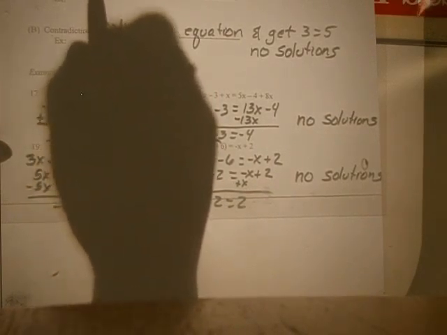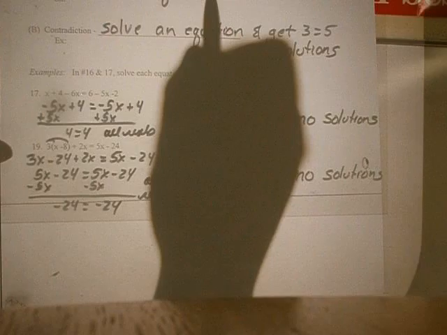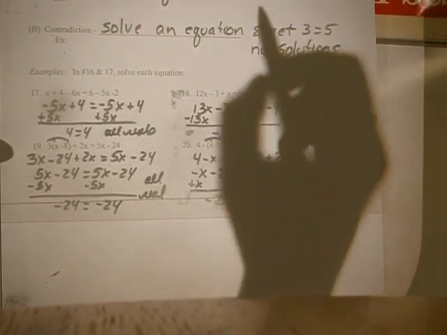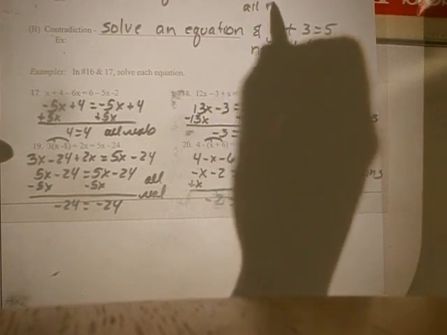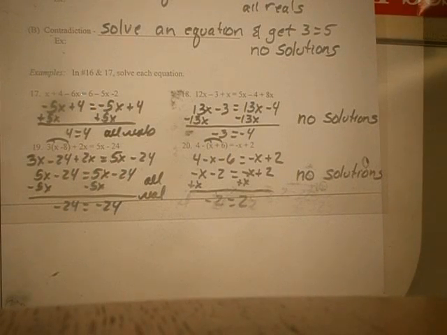And the identity is when you solve an equation and you get a statement that is always true, like 5 equals 5, and then all reals are your solution. So the identity, when you solve an equation, you get a true statement, two things that are equal to each other, and that's all reals. Contradiction is when you solve an equation and you get a statement that is not true, and then there are no solutions.